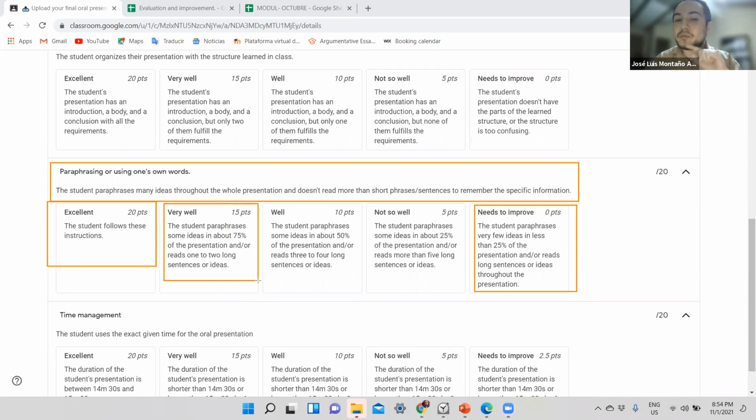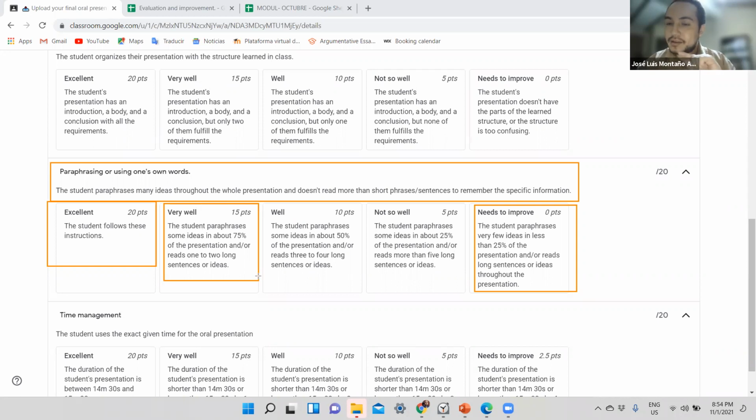If it is perhaps 25% of the presentation, it means out of the 15 minutes, I'm going to make this up, you spent more than 2 or 3 minutes just reading, it's going to be 15. More than that, it's going to be 10. 50% of the presentation means 7 to 8 minutes of your presentation was something that you were reading and not paraphrasing. It's going to be 10. 25%, as I was telling you, it's going to be 5, and then less than 25% is going to be that low score. Okay, if you have any questions about this, let me know.